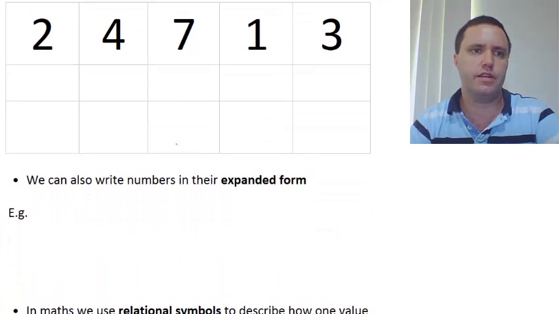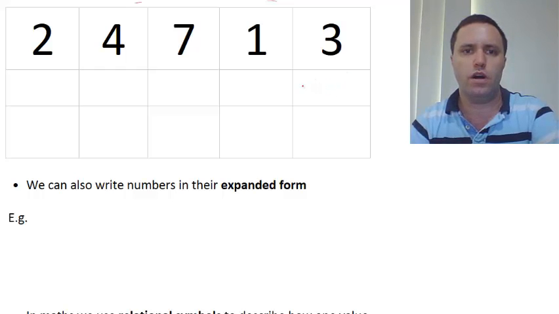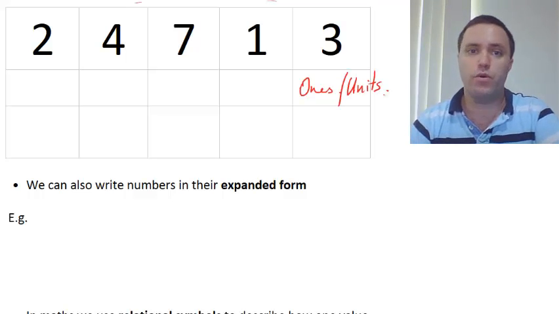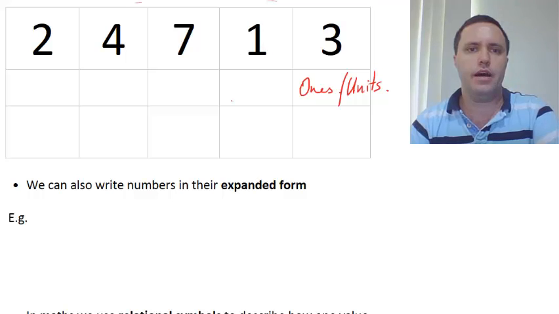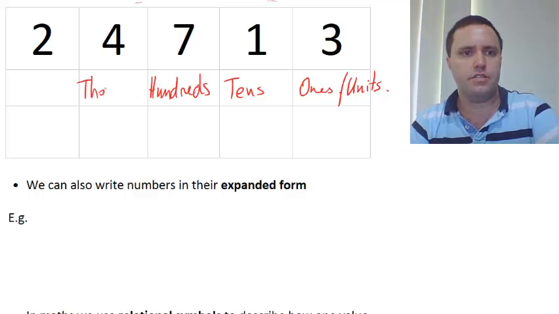Let's have a look at this number. This column, the 3, you've probably seen as the ones column, or units works fine as well. This one here would be your tens, this one here would be your hundreds, this one here is your thousands, and this is your 10,000s.